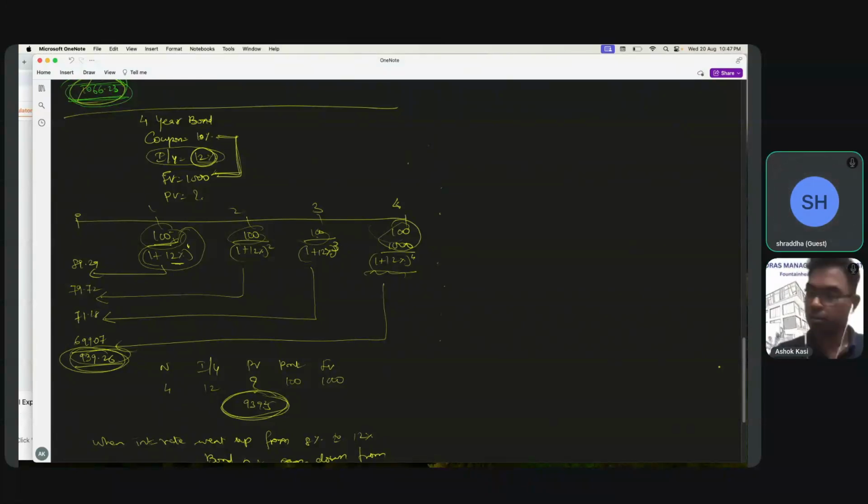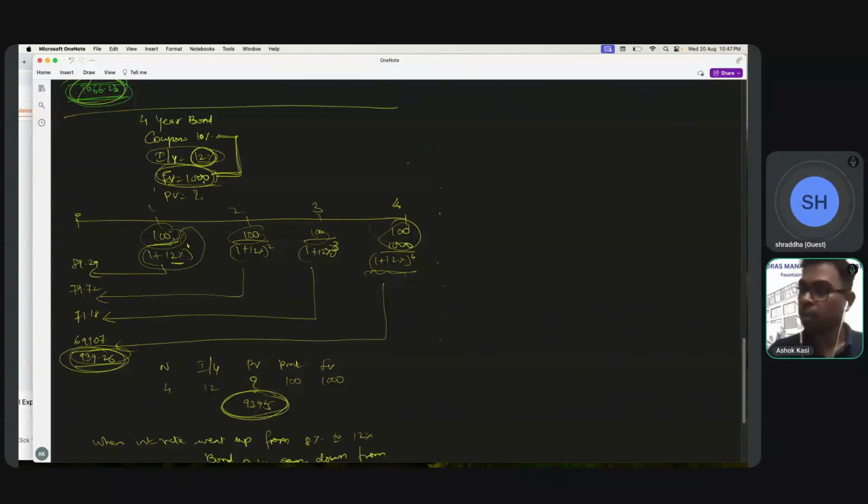We can put face value and future value as one and the same only, 1,000. So future value can change, right? Face value cannot change. Face value will not change, and here future value will also not change.